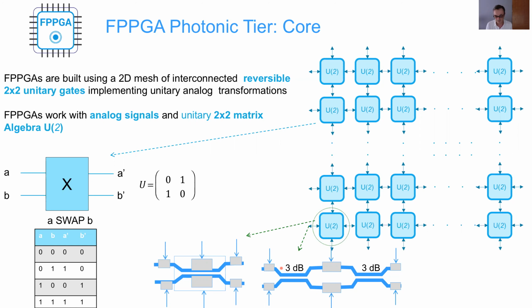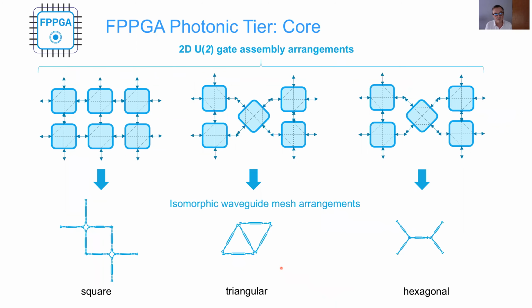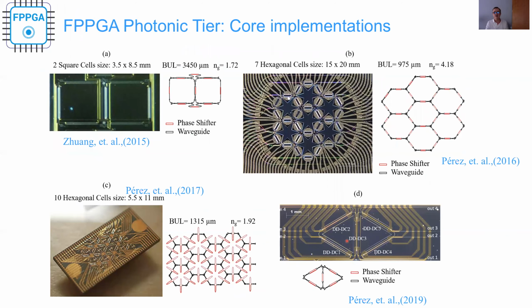as we'll see in the next slides. So it turns out that you can join and connect these 2x2 gates in many ways, but there are three basic ones, which I show here, that give rise to three different topologies: the square, the triangular, and the hexagonal. And I'm going to show you some hardware configurations of simple waveguide meshes that have been demonstrated so far. This corresponds to a silicon nitride square array.